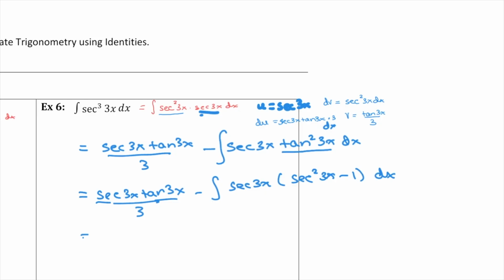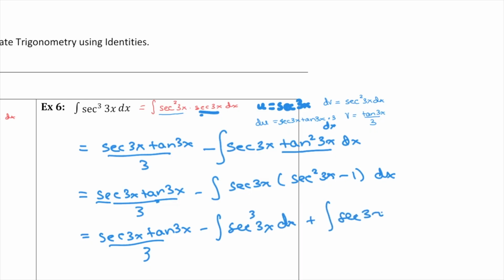All right, a little bit more algebra. We love algebra. Keep rewriting everything over. And we have minus, we'll have the integral of our secant cubed 3x. Two negatives together make this a positive, don't forget dx, plus the integral of secant 3x dx.